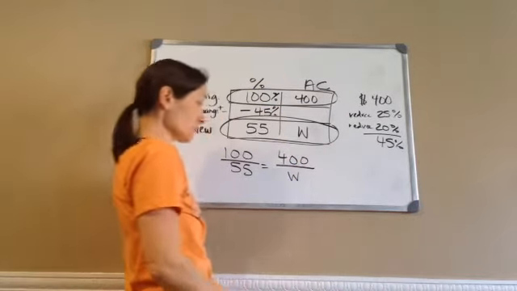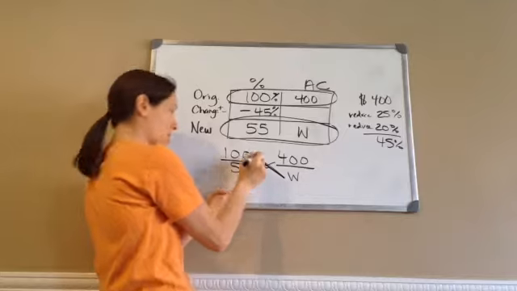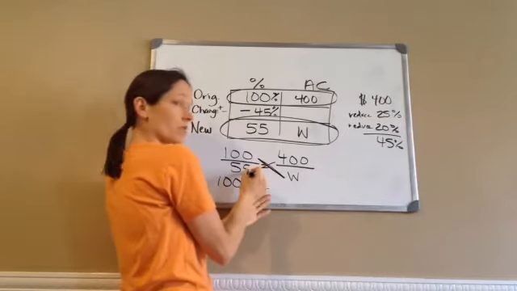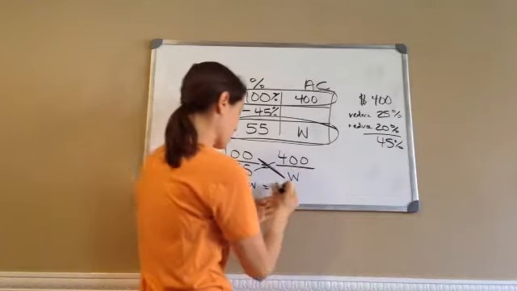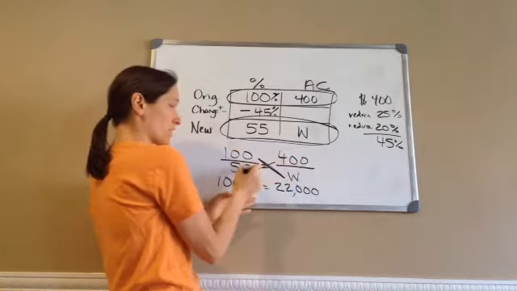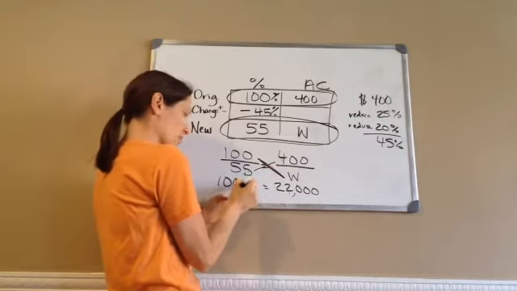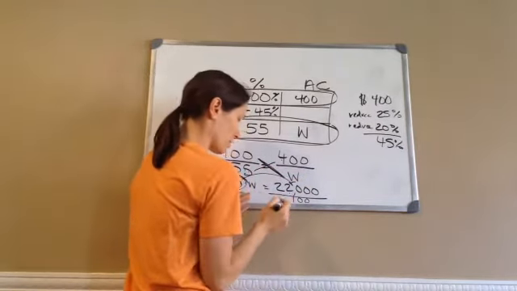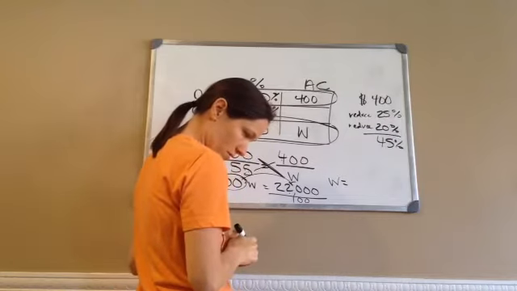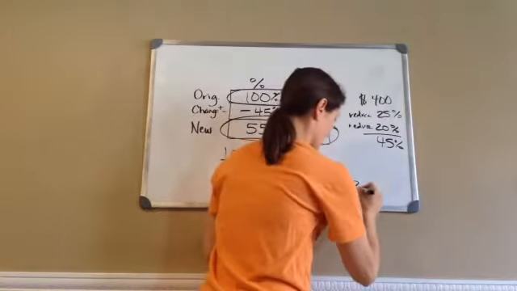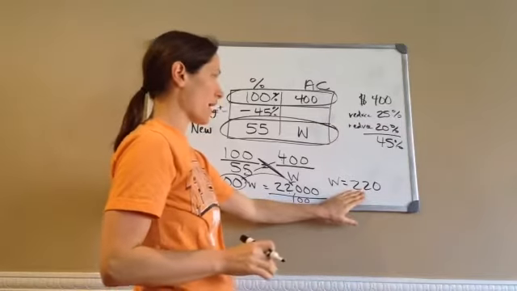W means washing machine. Now, do you remember what to do when you have equals? Cross multiply. So now, this is W times 100, which is 100 times W, equals? 400 times 55 was 22,000. Good. And now, I'm trying to get my W by itself. So, times 100 moves over and becomes divided by 100. So, tell me what W is. 22,000 divided by 100. 220.